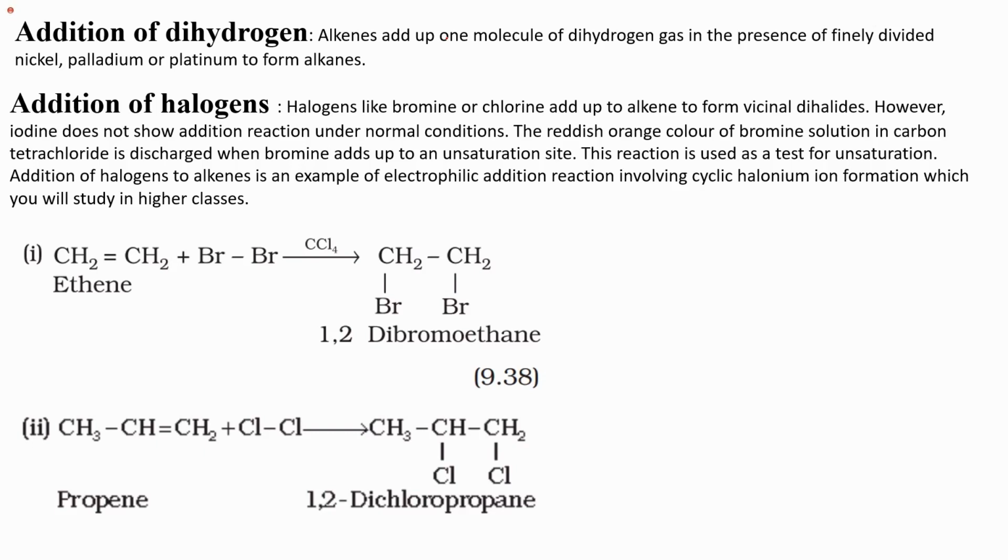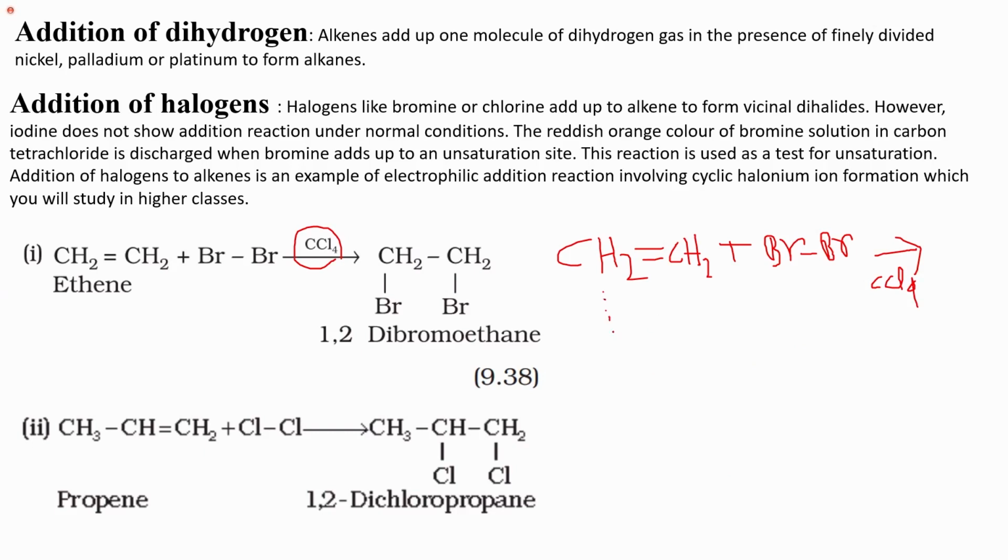In the case of the bromine molecule, if you want to add bromine to an alkene moiety, first they choose CCl4, carbon tetrachloride, as a solvent. So how does the bromine molecule add to the alkene moiety? Let's see. CH2=CH2 plus Br2. Now this Br2 under CCl4 condition, what will happen? It will form CH2Br and CH2Br.